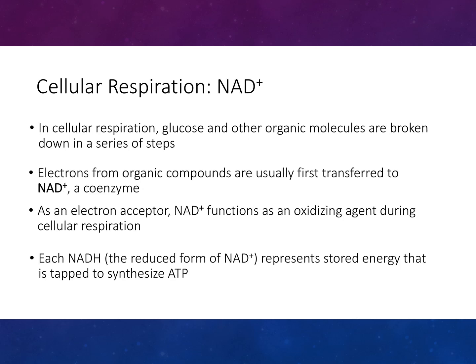In cellular respiration, glucose and other organic molecules are broken down in a series of steps. Electrons from organic compounds are usually first transferred to NAD+, which is a coenzyme. As an electron acceptor, NAD+ functions as an oxidizing agent during cellular respiration. Each NADH, which is a reduced form of NAD+, represents stored energy that is tapped to synthesize adenosine triphosphate.